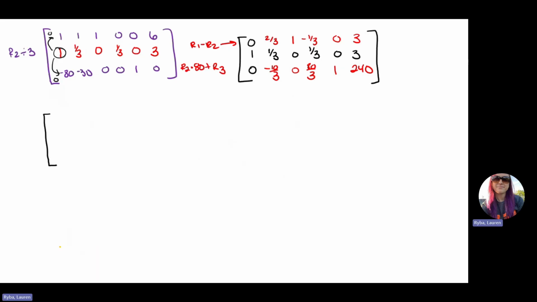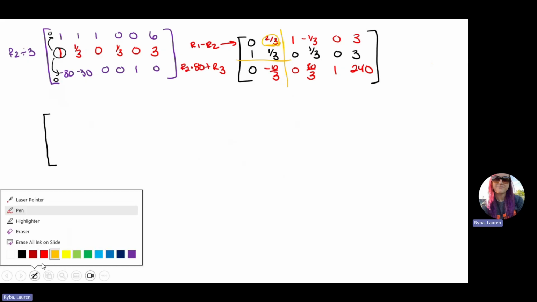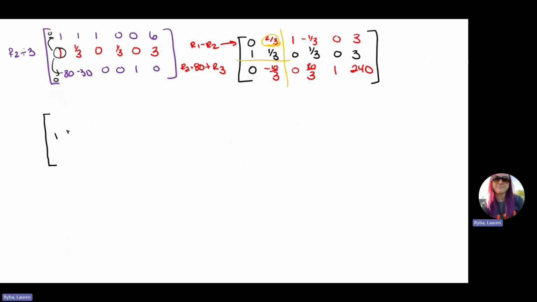So next we have to find our next pivot. So we already worked with the first row, and it was a second variable that was our 1. So now it's going to be this guy up here. That's going to be our 1. So I'm going to keep row 2 and row 3 exactly as they are. That's 1/3, negative 10/3, 0, 80/3, 1, and 240. Okay, so 2/3 has to turn into a 1, so I got to multiply by the reciprocal. So row 1 times 3/2.